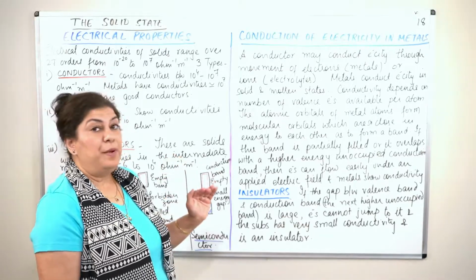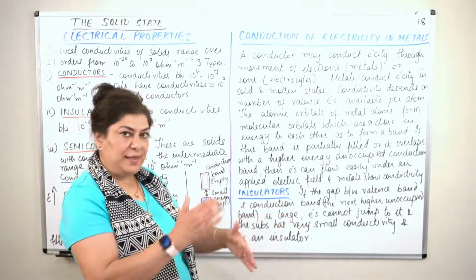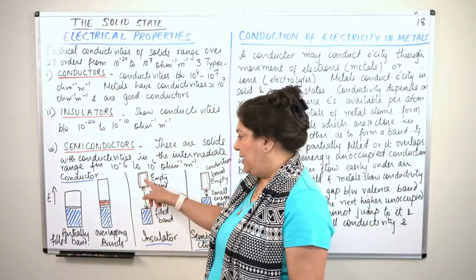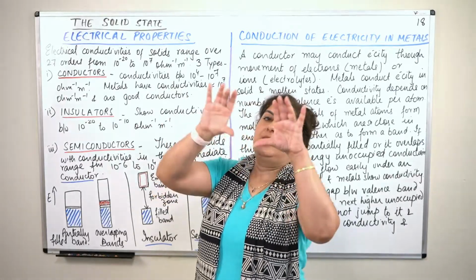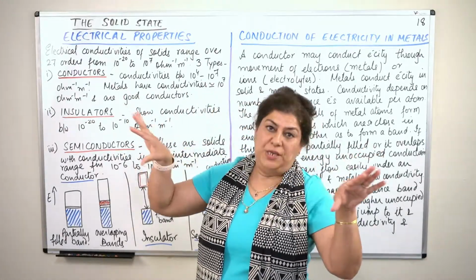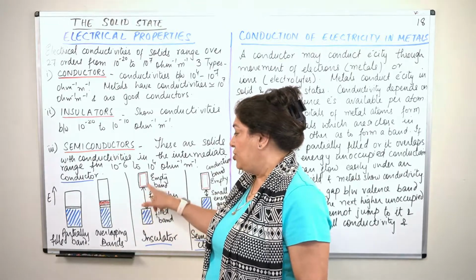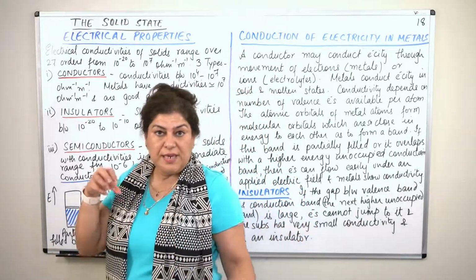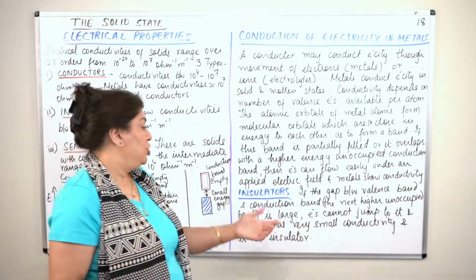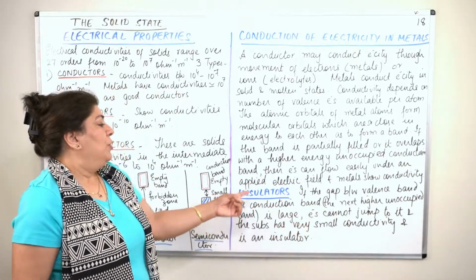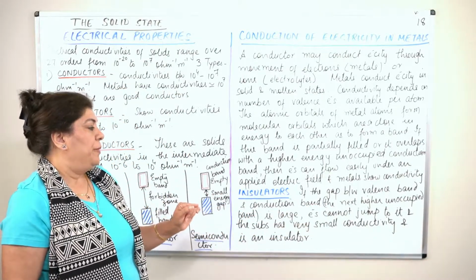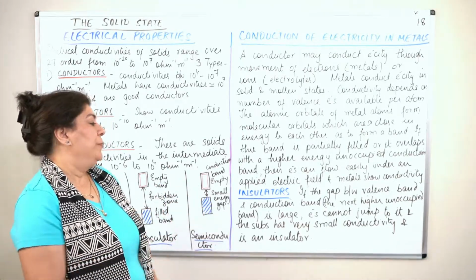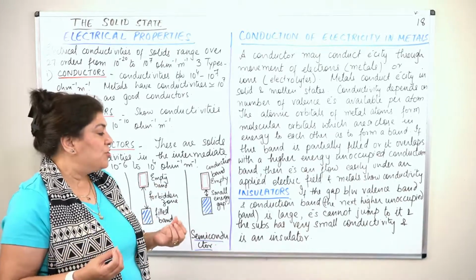So if the gap between the valence band and the conduction band, that is the next higher unoccupied band, which is the band of the next orbitals which are empty, is large, then this is increasing energy. The difference between these energies is really high, due to which electrons cannot jump to it. So if the gap between the valence band and the conduction band is large, electrons cannot jump to it, and the substance has very small conductivity.